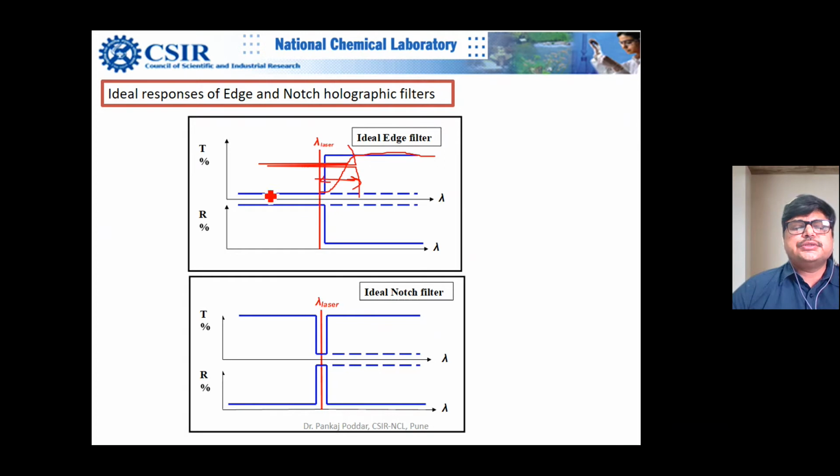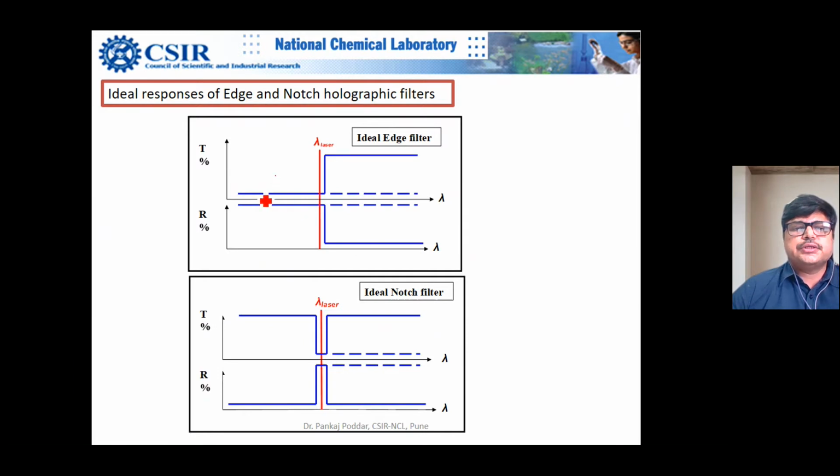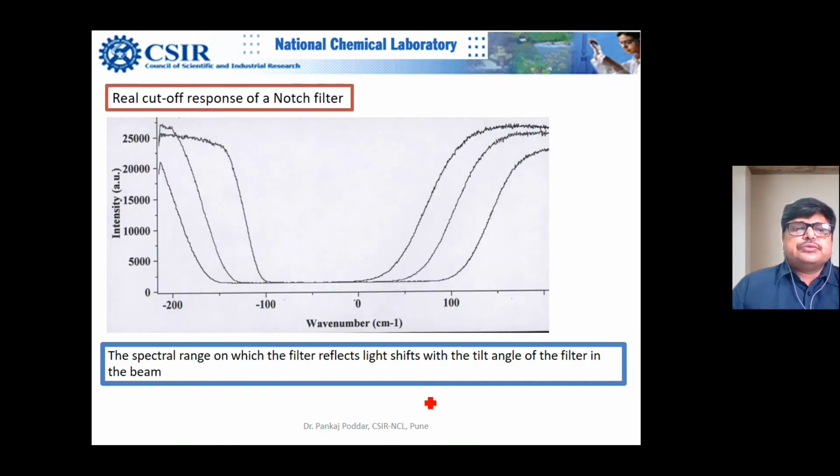So notch filters. You can see that here we don't have access to the anti-Stokes line, because anti-Stokes lines are here and they are also blocked. If you are to record anti-Stokes and Stokes both, then you can use a notch filter. A notch filter blocks only the Rayleigh line, and it allows anti-Stokes and Stokes both. But it has larger bandwidth, so you can see this is the real cutoff response from a notch filter. The intensity is almost 0 till 100, and only then it starts increasing.